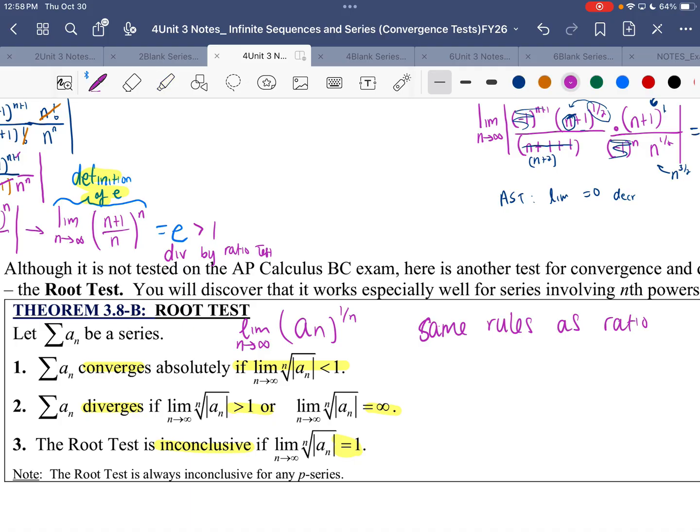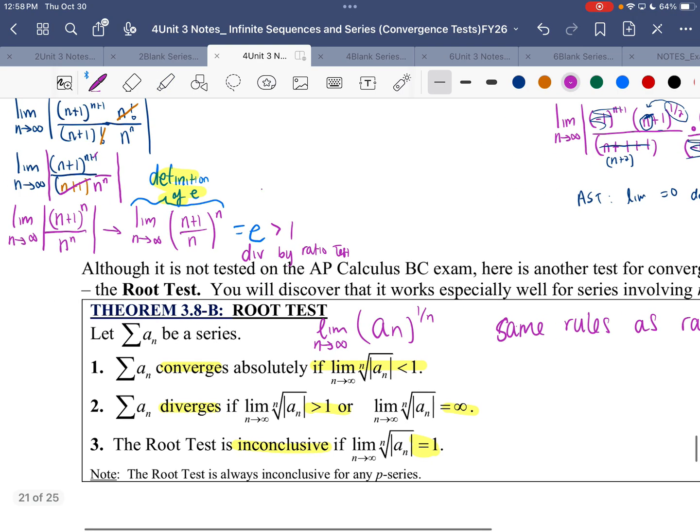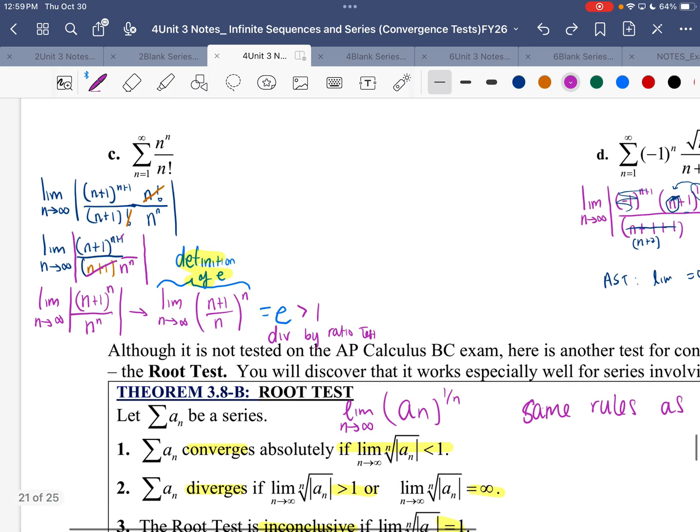So like I would have used the ratio test, but it would have been inconclusive. Well, I would have actually used the nth term test for divergence way back here on this one, because n to the n is greater than n factorial. So it would have been big top.